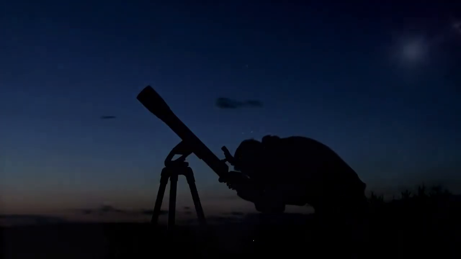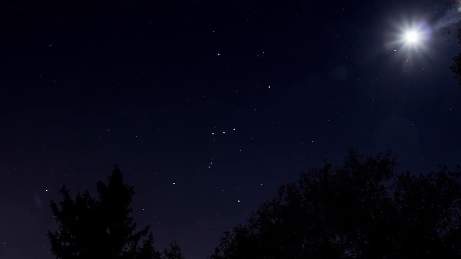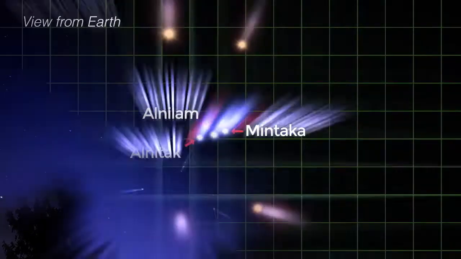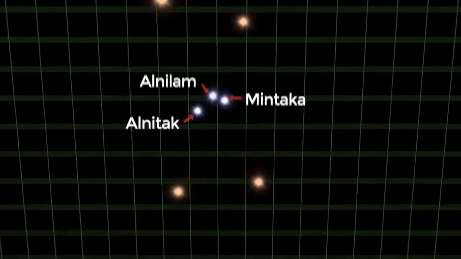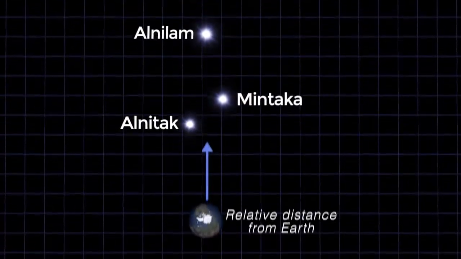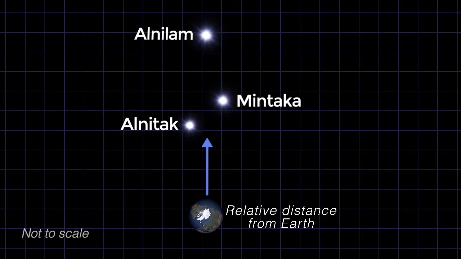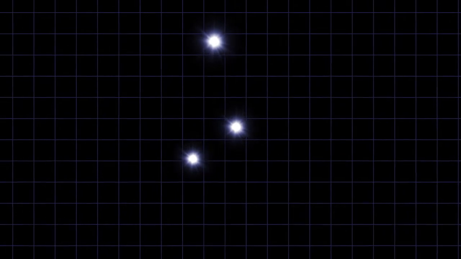In reality, it only looks that way from our perspective here on Earth, looking out into the cosmos. If you could see those 3 stars from a different perspective, you'd find they're really far apart. How could you determine the distance between the stars?